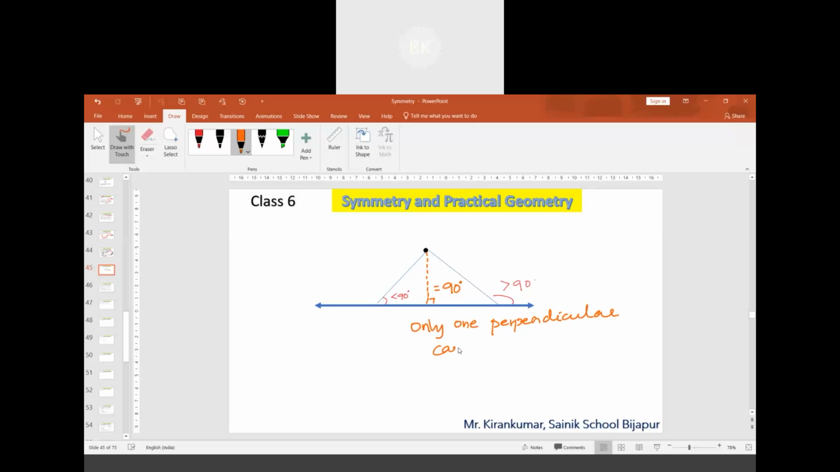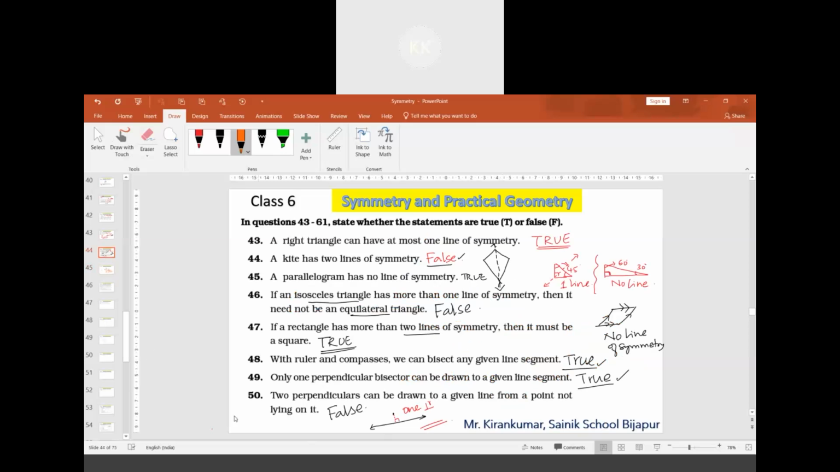So only one perpendicular can be drawn from a point not lying on the line. Understood? If there is a line L and a point P, from point P there will be only one perpendicular. There cannot be more than one perpendicular. Understood? You understood this 50th?